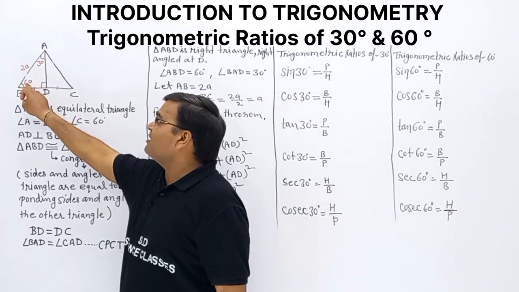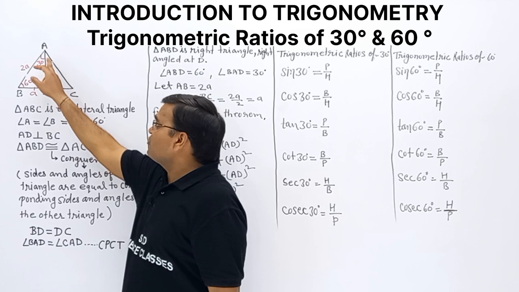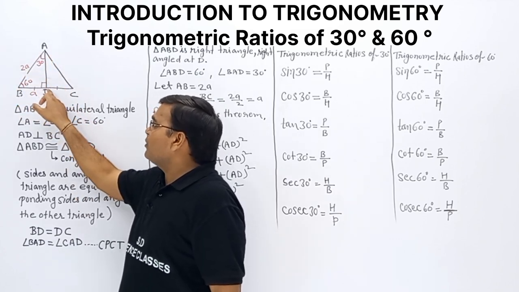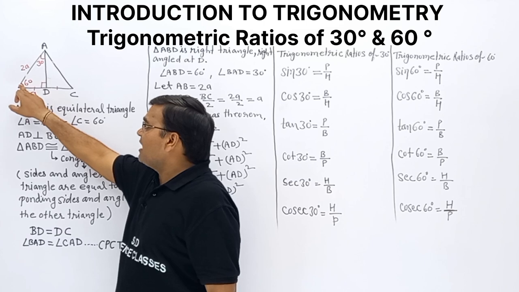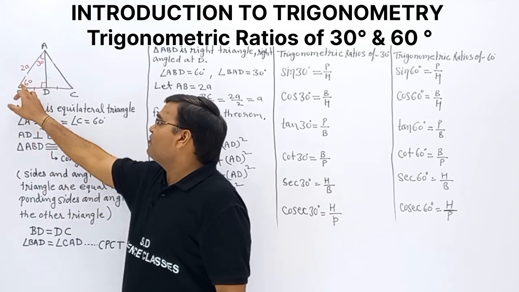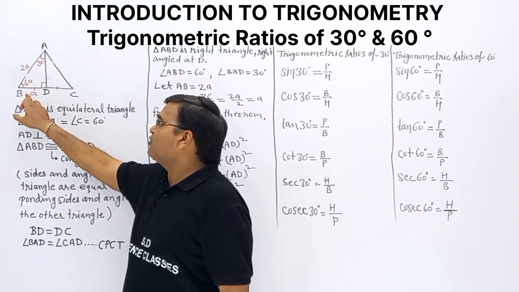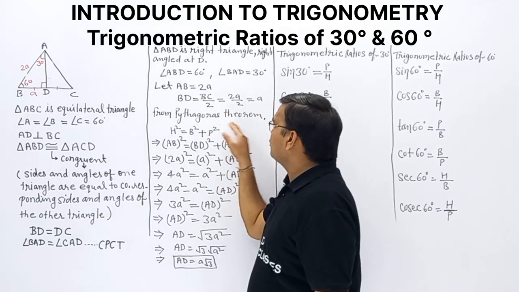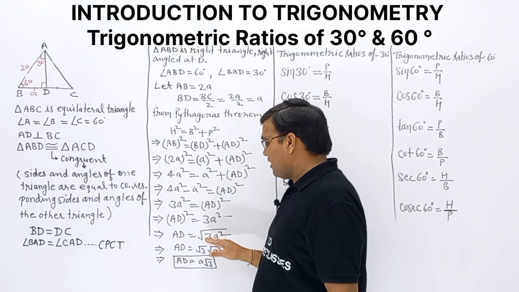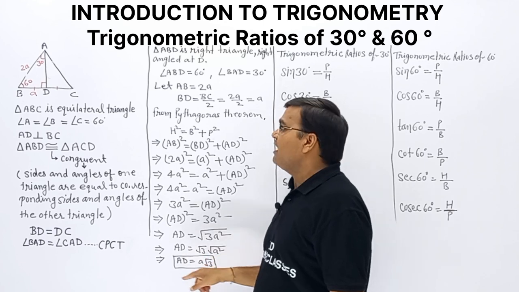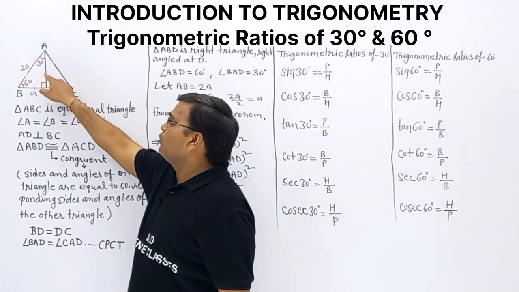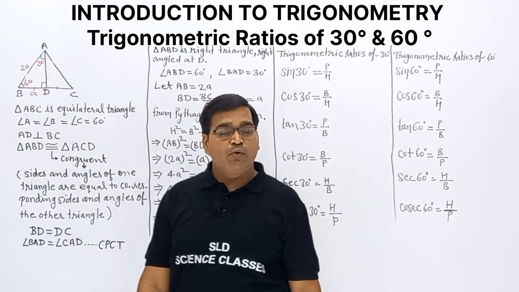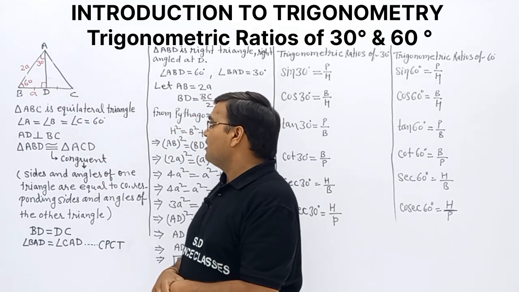When the acute angle is 60 degree, we are considering this right triangle. For this right triangle, we are considering B as the acute angle, so its opposite side will be the perpendicular. This one is the base and this one is the hypotenuse. We used the Pythagoras theorem and solved, then we are getting AD. AD is the perpendicular when the acute angle is 60 degree. Clear?